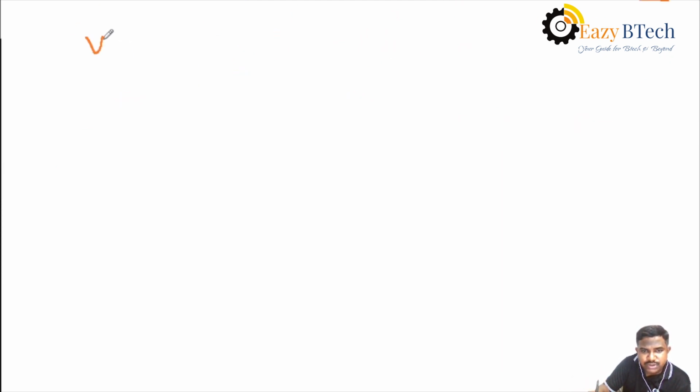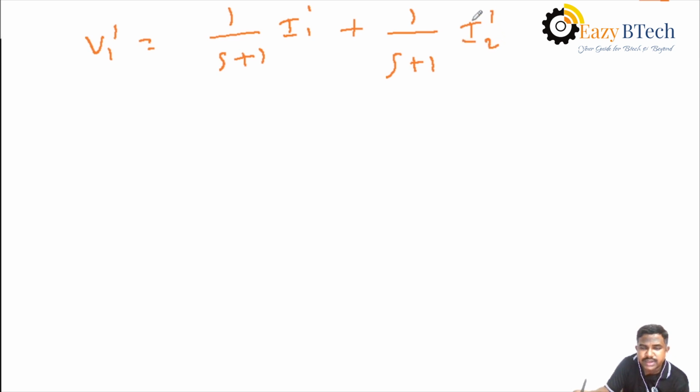Then the first loop equation is V1 dash equal to 1 by S plus 1 I1 dash plus 1 by S plus 2 I2 dash. That is 1 by S plus 1 into I1 dash plus I2 dash. Both currents are passing in the same direction. That's why taken as I1 plus I2.